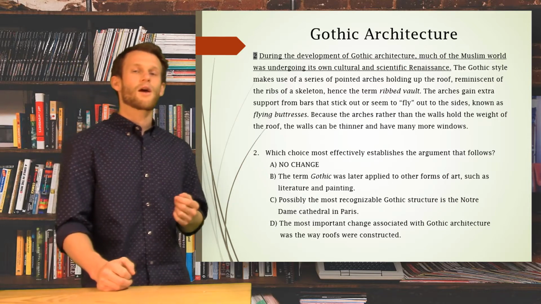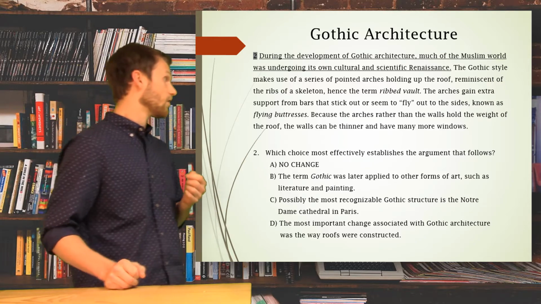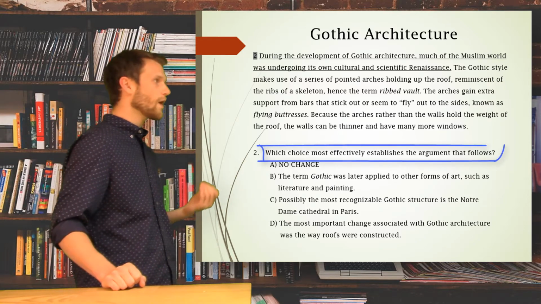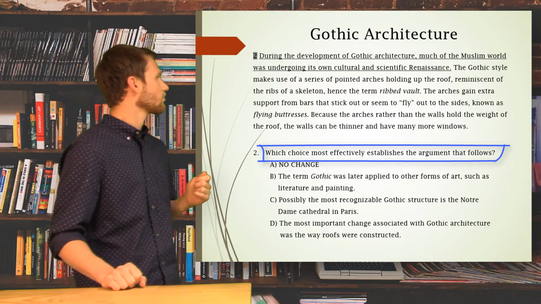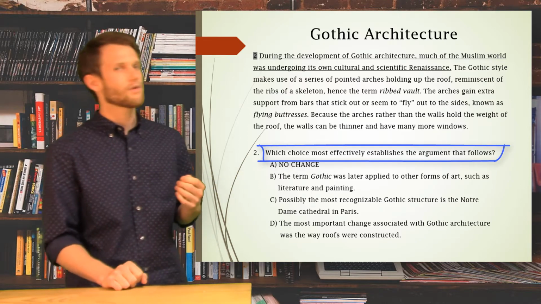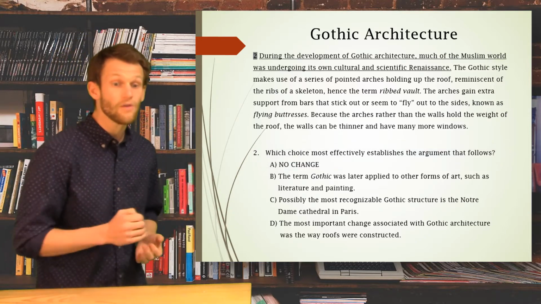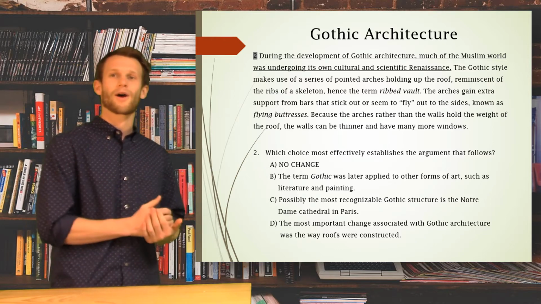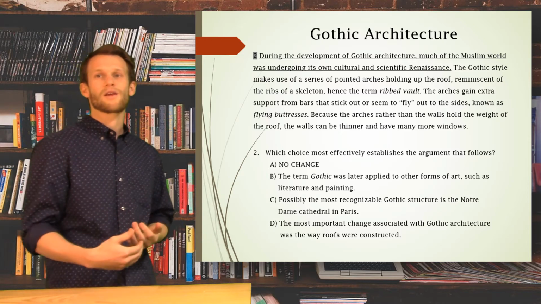So again, let's not read the whole passage over again, but rather just pick up from what the question is asking us to do. Here, the question is asking us which choice most effectively establishes the argument that follows. So what we have to do here is really think of what we call a topic sentence. And in order to do that, we have to determine what is the topic of this paragraph based on what they're talking about throughout.